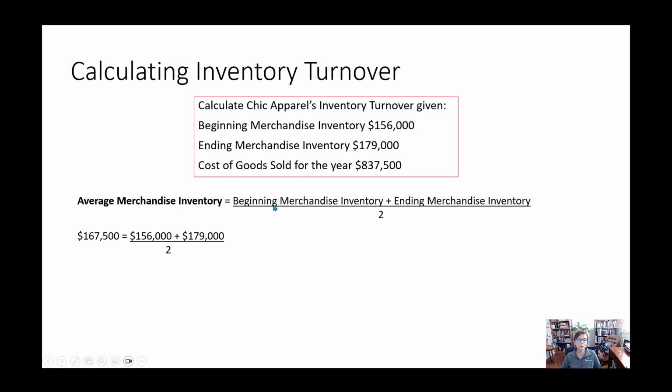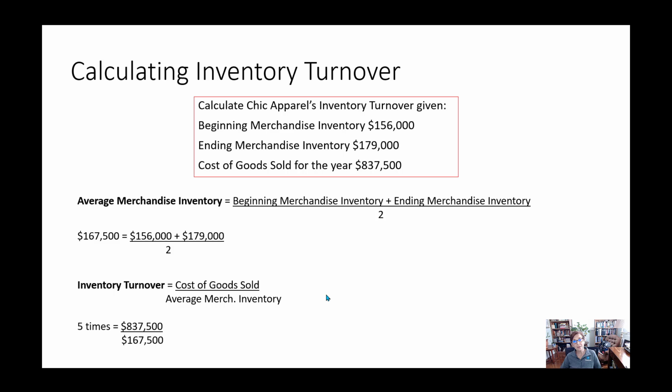So first thing we have to do is find our average inventory. So remember, our average inventory is beginning plus ending divided by 2. So we calculate that out. It comes to 167,500. So our inventory turnover is equal to cost of goods sold divided by the average inventory. So it's the 837.5 divided by the 167.5, which gives us 5 times. So that means they turn over their inventory 5 times a year. Now, how many days sales do they have in their inventory? We're going to take the 365 divided by the inventory turnover, and that tells us how many days. So that gives us 73 days. So that means this company has like 2.5 months worth of inventory on hand.